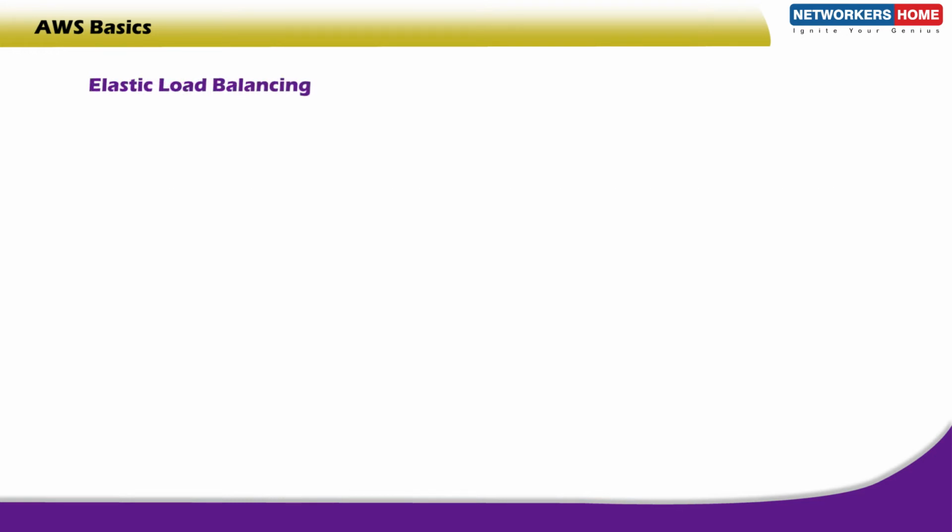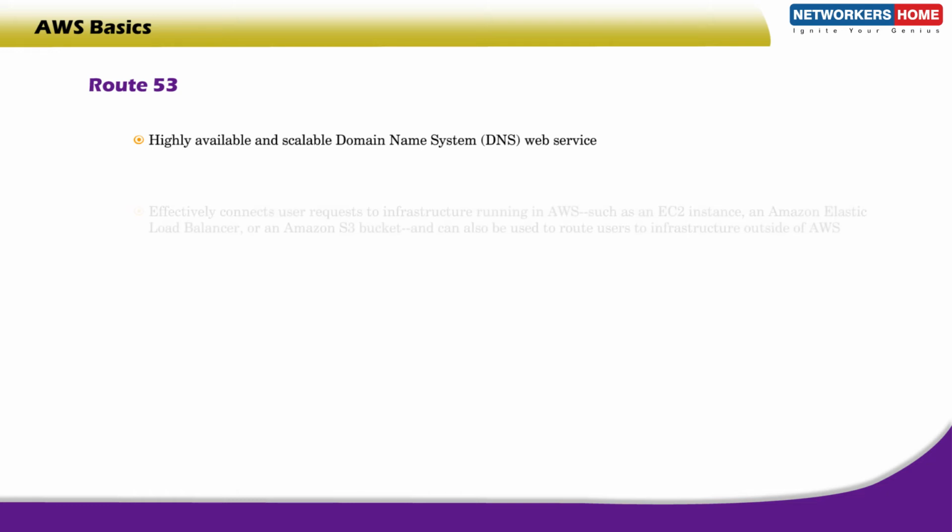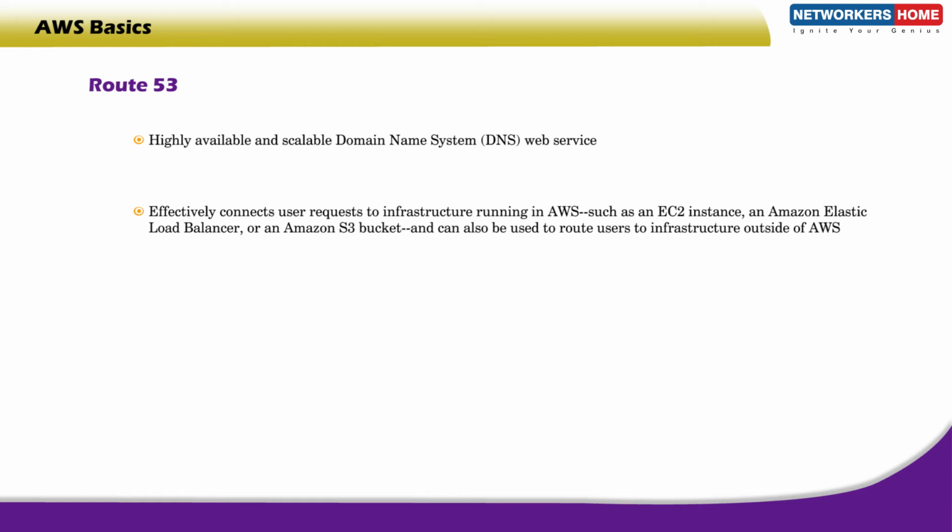Elastic Load Balancing. Elastic Load Balancing automatically distributes incoming application traffic across multiple EC2 instances. It enables you to achieve even greater fault tolerance in your applications, seamlessly providing the amount of load balancing capacity needed in response to incoming application traffic. Route 53. Amazon Route 53 is a highly available and scalable domain name system web service. It effectively connects user requests to infrastructure running in AWS, such as an EC2 instance, an Amazon Elastic Load Balancer, or an Amazon S3 bucket, and can also be used to route users to infrastructure outside of AWS.